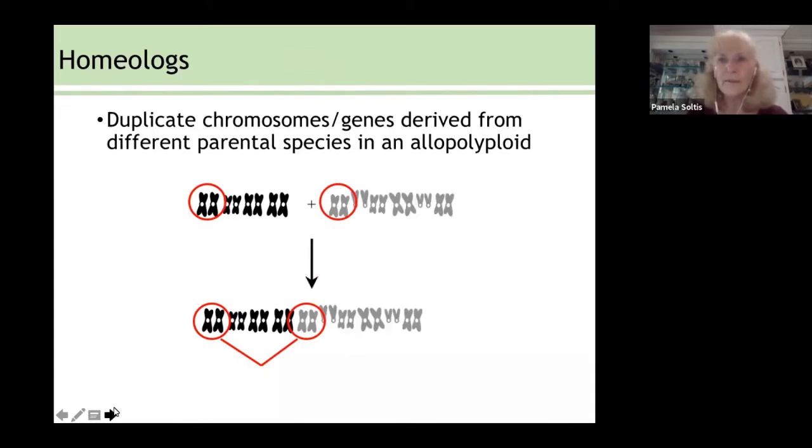So before describing some of this work, I'd like to make sure we're all on the same page with regard to a little terminology. And so I'll introduce the term homeolog. Homeolog has been used to refer to duplicate chromosomes or genes that are derived from the different parental species in an allopolyploid. So here we see the chromosomal complements of two diploid species that are then united in an allopolyploid species. And we have this chromosome pair and this chromosome pair, which seem to represent related chromosomes in these parental species. And then when they're united in the allopolyploid, they become referred to as homeologs. And this is in contrast to, of course, the two chromosomes of the pair. Those are homologs. These are homeologs.